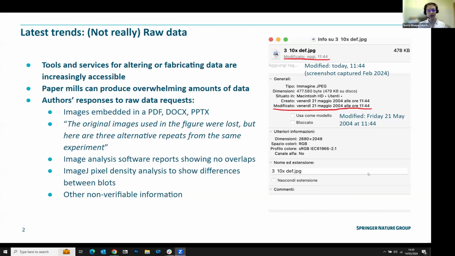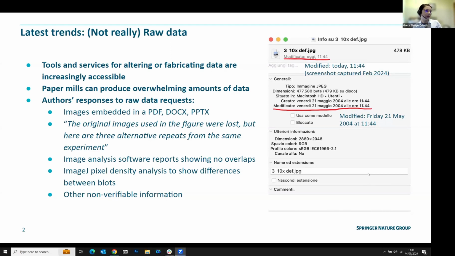And what I have noticed happening with raw data is that the tools and services for altering or fabricating data are increasingly accessible. People know how to use Photoshop to an extent. It's getting easier and more user-friendly. And that results in more intentional attempts to mislead, but also authors semi-innocently altering things because they want the data to look pretty.